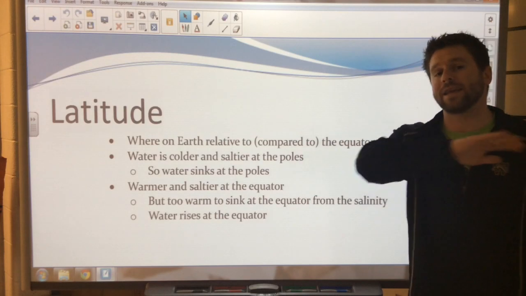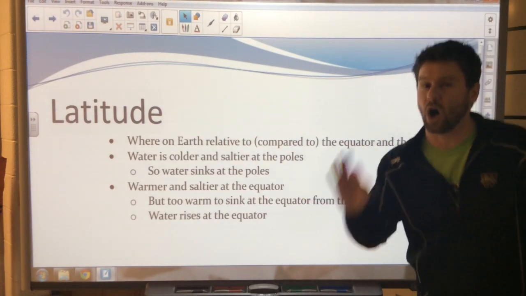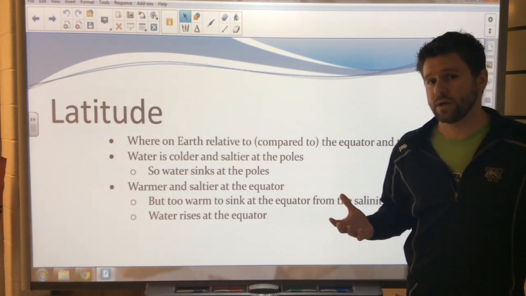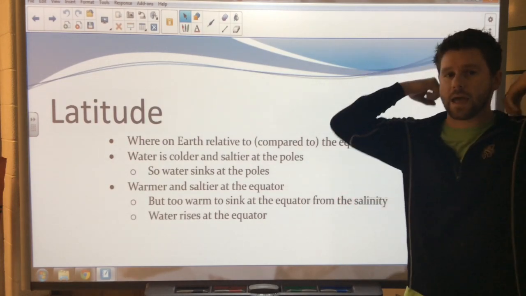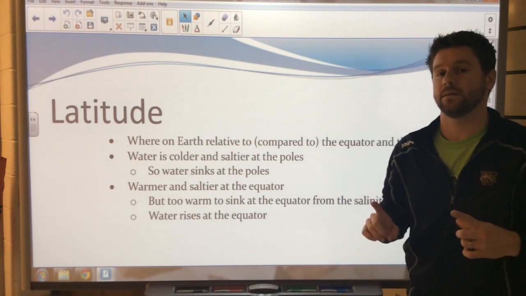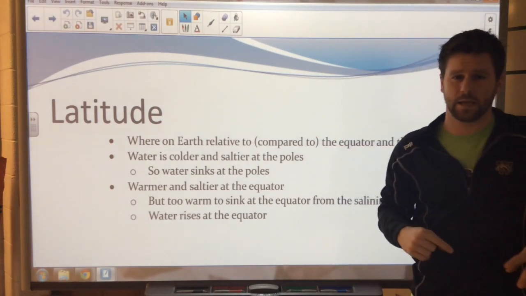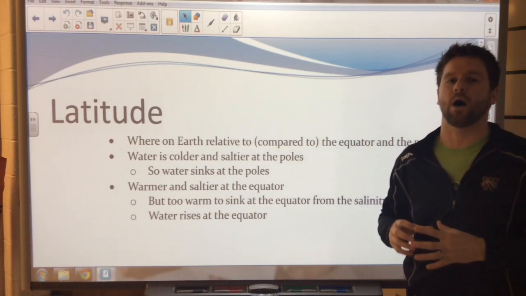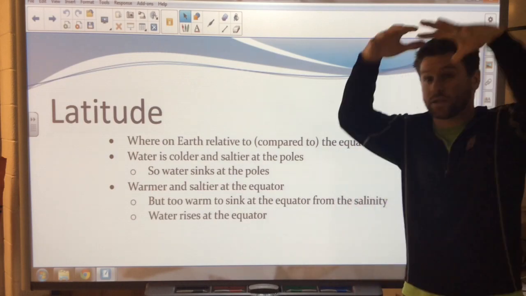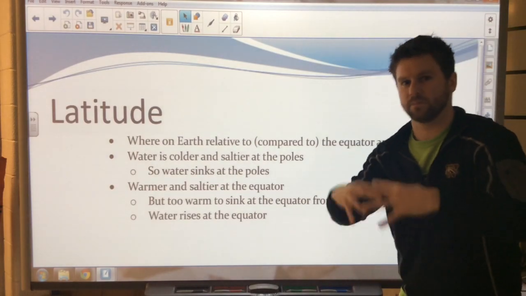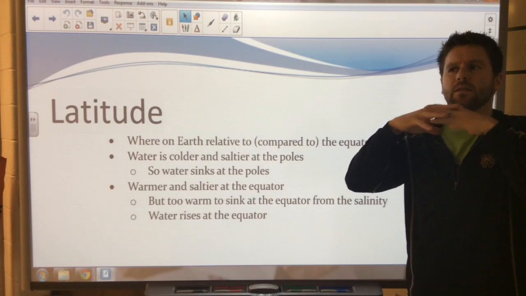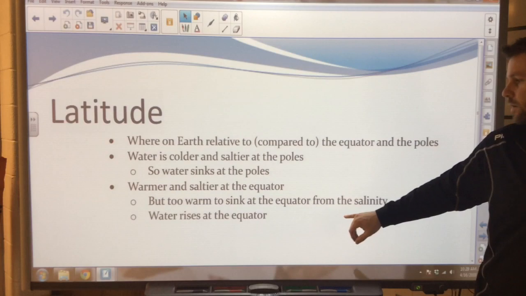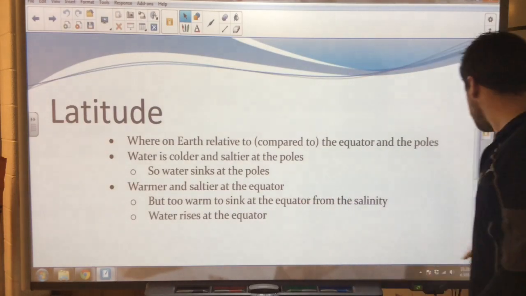Both of those are causing the density to increase, and so the water is going to sink. Warmer, if we look at the equator, the water is warmer, but it's also saltier. Why? Because of evaporation, right? Evaporation is taking the water away, salt's left over, but the water's too warm to sink, right? So you've got kind of conflicting forces acting on that water. The heat's causing it to float, the salt's kind of causing it to get lower, but the water's too hot to sink, right? So it doesn't sink. Water rises at the equator.